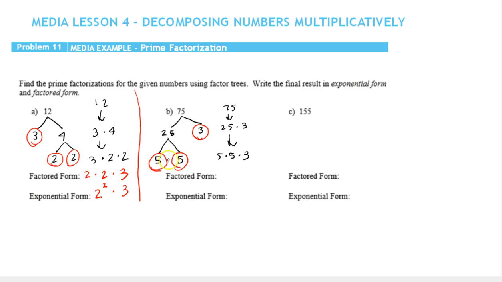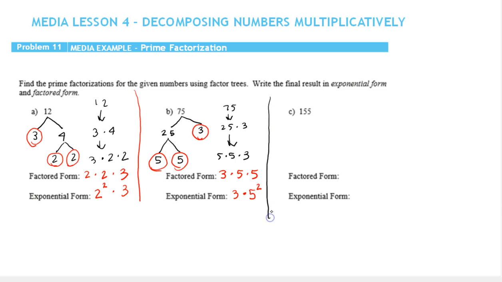And then these are our 3 factors. Again, I'm going to write them in increasing order, so I'm going to write the 3 first: 3 times 5 times 5. In exponential form, we have 1 factor of 3. We don't write the exponent of 1 when we have that. And then we have 2 factors of 5, so 5 squared. So that's our exponential form.